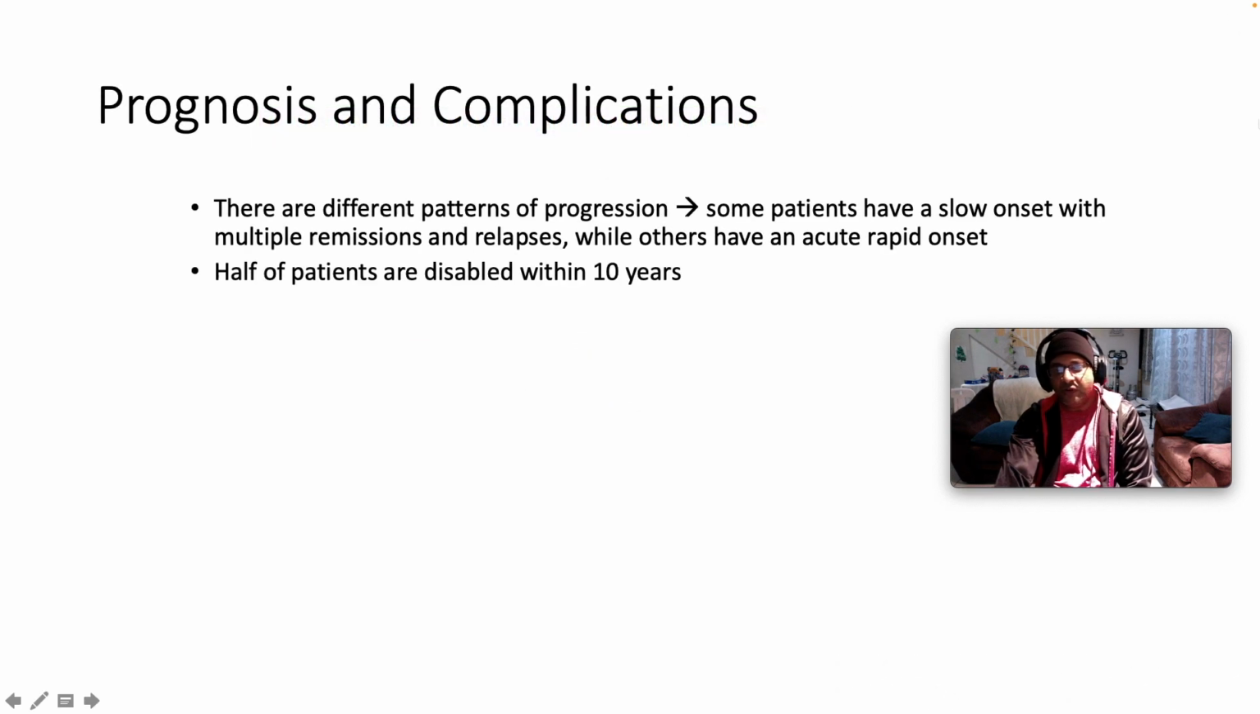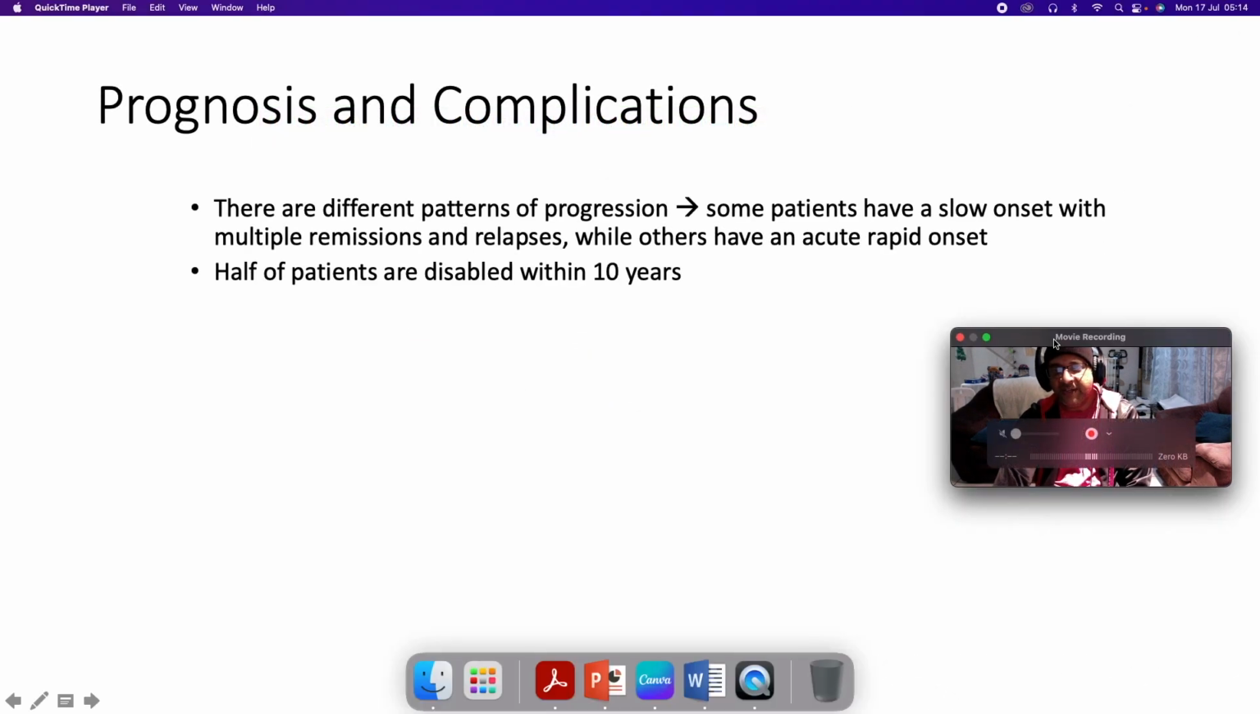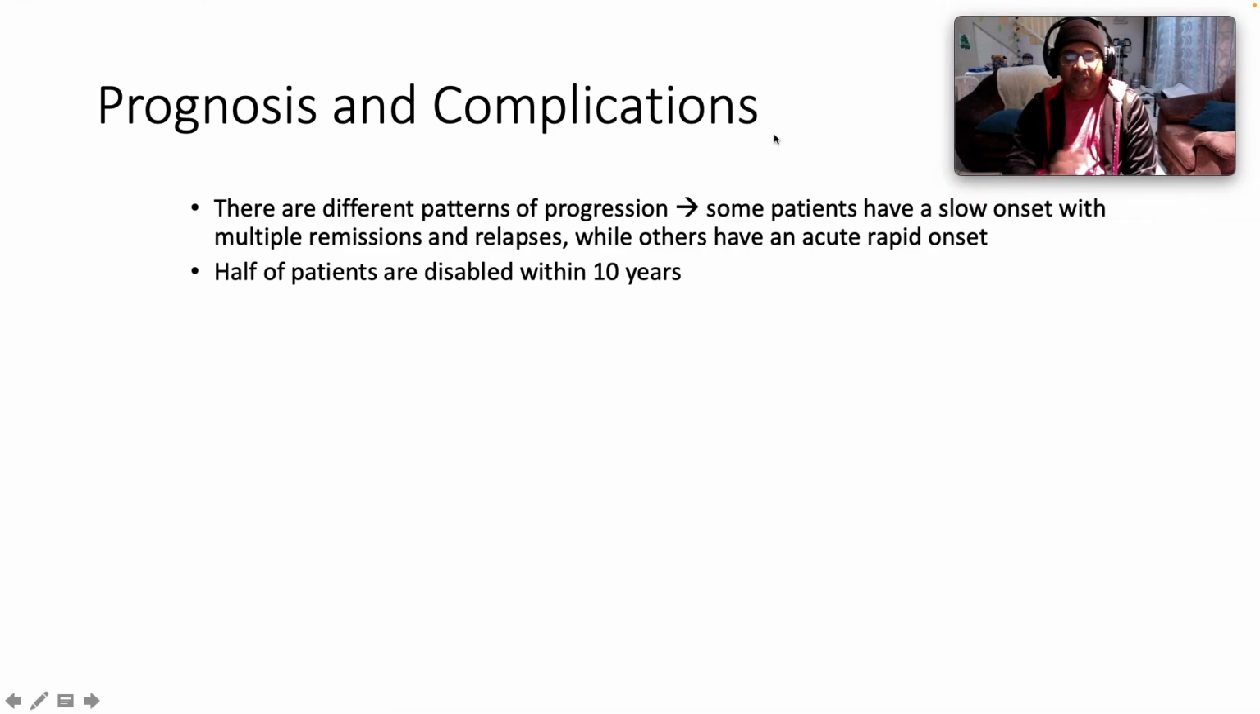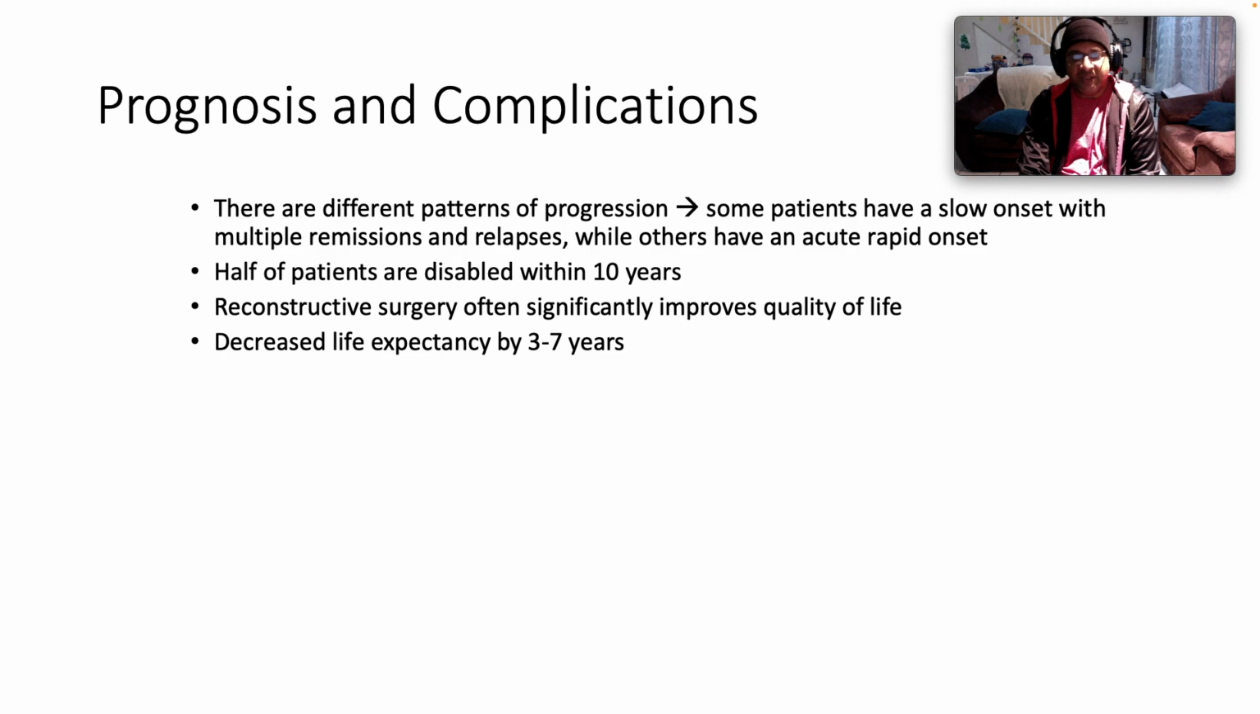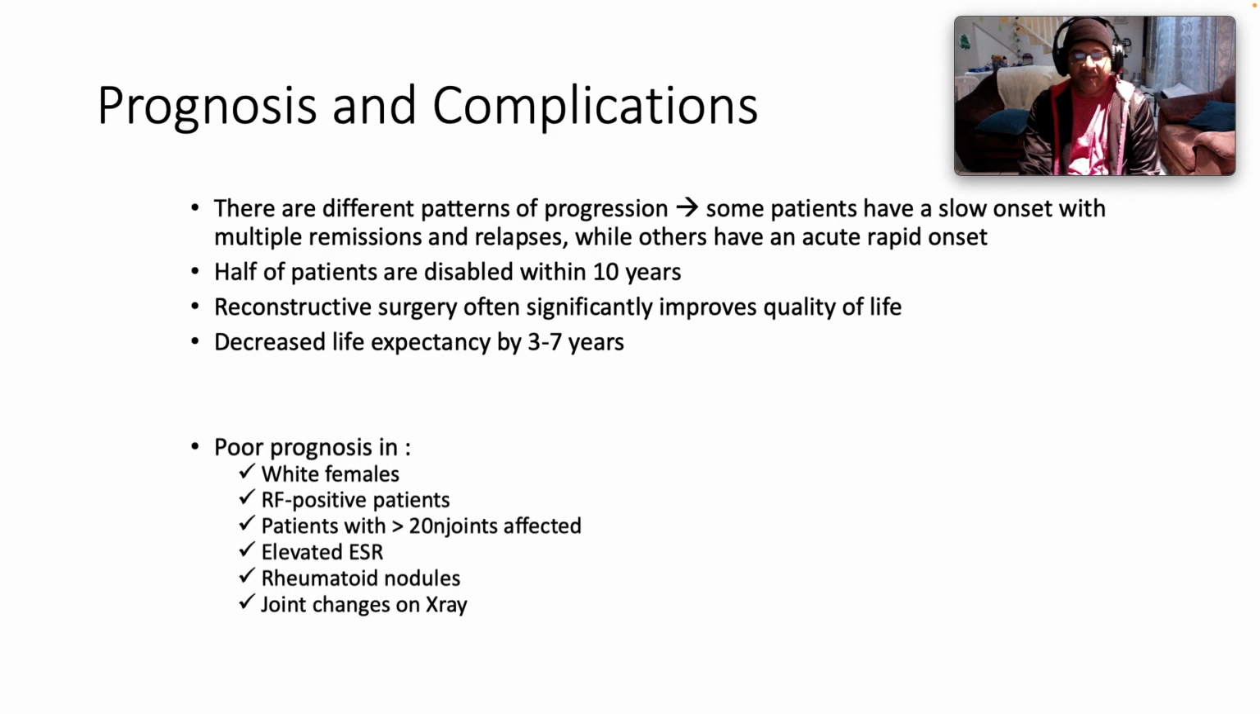Guys, what are the prognosis and complications of rheumatoid arthritis? So in general, there are different patterns of progression. Some patients have a slow onset with multiple remissions or relapses, whereas others have an acute, rapid onset. Half of patients are disabled within 10 years. Reconstructive surgery often significantly improves quality of life, while the disease decreases life expectancy by some 3 to 7 years.